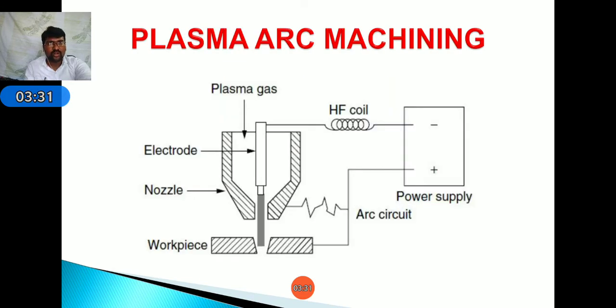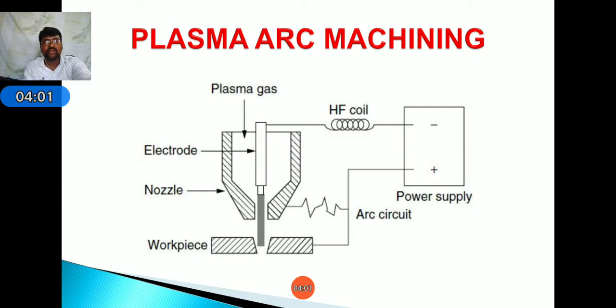Coming to plasma arc machining, this is a diagrammatic representation of PAM. It consists of a power supply and high frequency coil, plasma gas, tungsten electrode and nozzle, and the workpiece. Whenever we switch on the power supply, by using the high frequency coil, a large amount of heat is generated. Due to this heat, the plasma gas gets ionized.